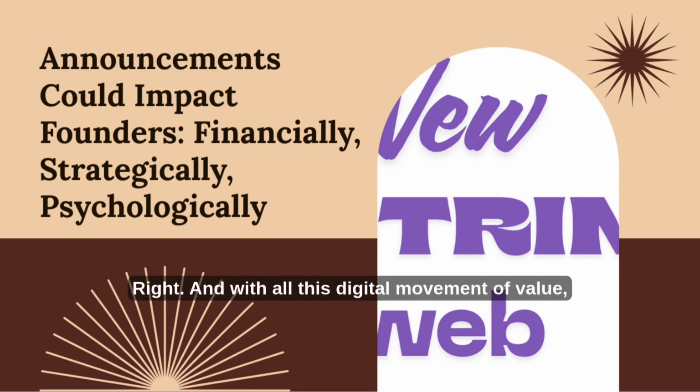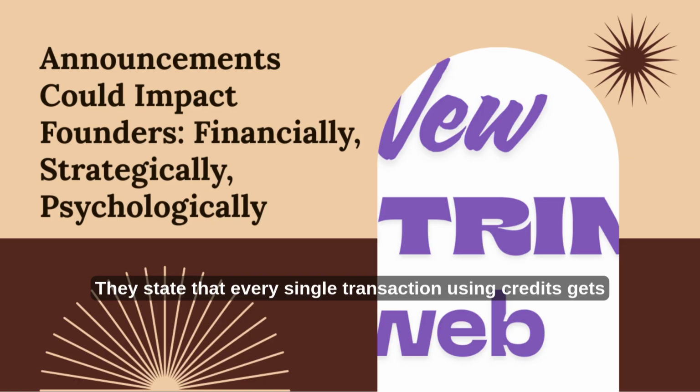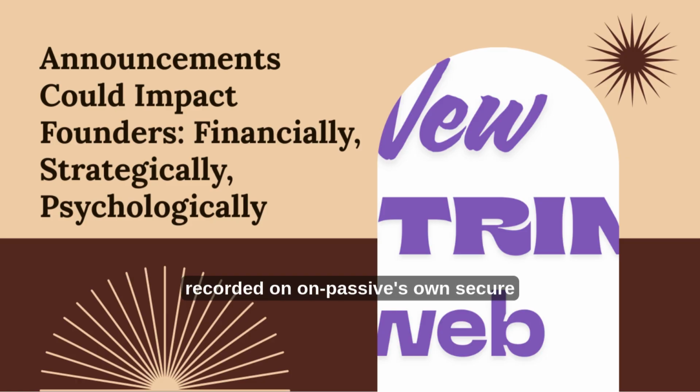Right. And with all this digital movement of value, security must be top of mind. How are credits secured? Absolutely critical. They state that every single transaction using credits gets recorded on OnPassive's own secure ledger. Plus, they integrate their O-Verify system. That's their identity verification tool, which helps minimize fraud risk, adds a big layer of trust.